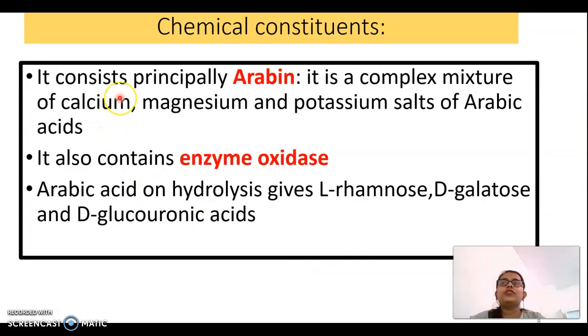Then the chemical constituents, which are the important part of every drug. It consists principally of arabin. It is a complex mixture of calcium, magnesium and potassium salts of arabic acid. It also contains the enzyme oxidase, which I have highlighted already. Arabic acid on hydrolysis gives L-rhamnose, D-galactose and D-glucuronic acid. In the exam, at least you have to mention these three parts: arabin, the enzyme oxidase, and what it gives after hydrolysis: L-rhamnose, D-galactose, D-glucuronic acid. These are carbohydrates, or simply we can say sugars.